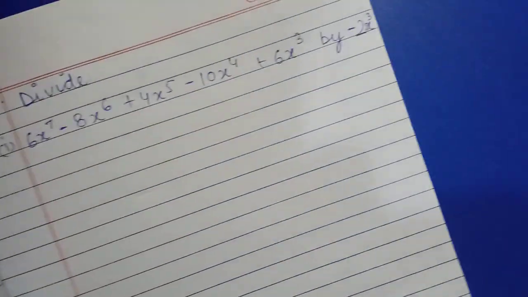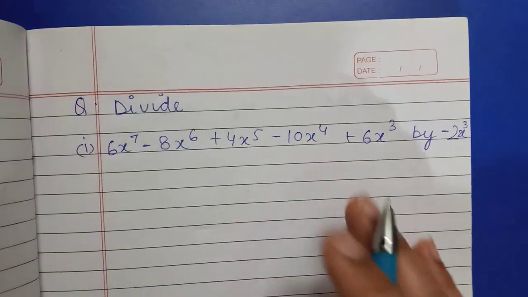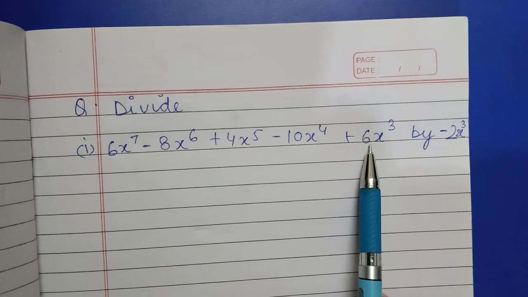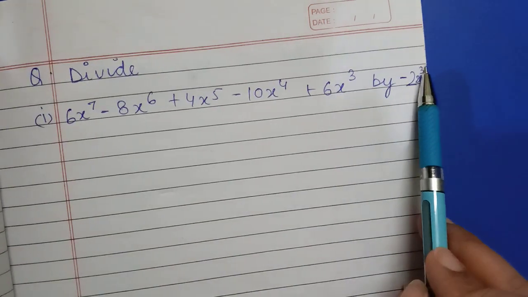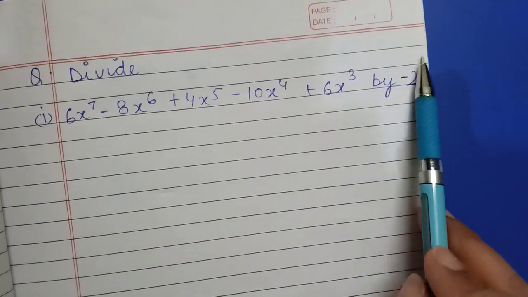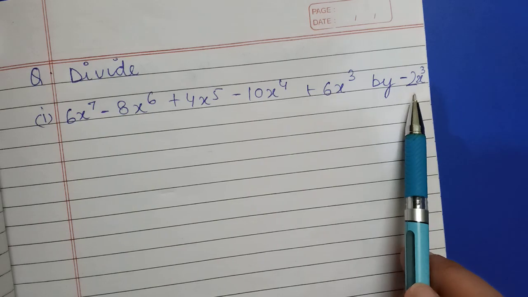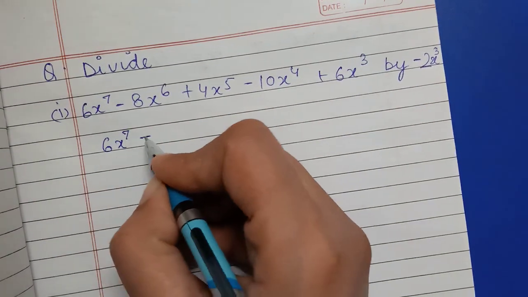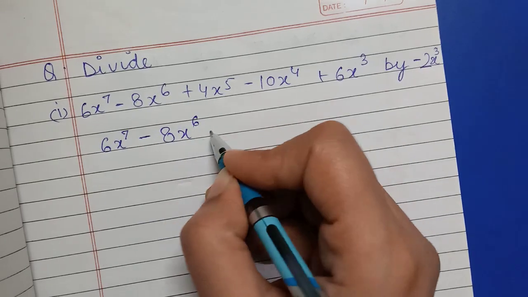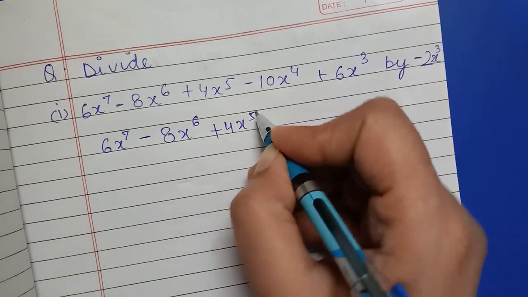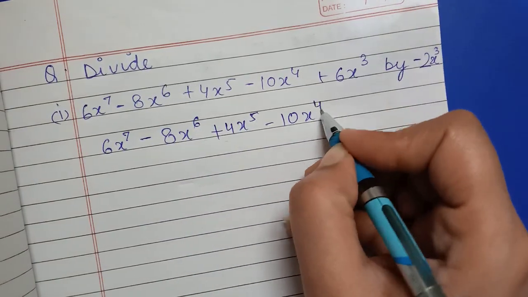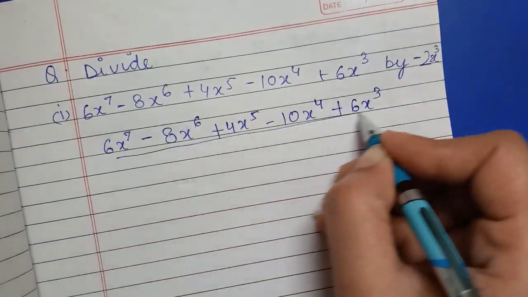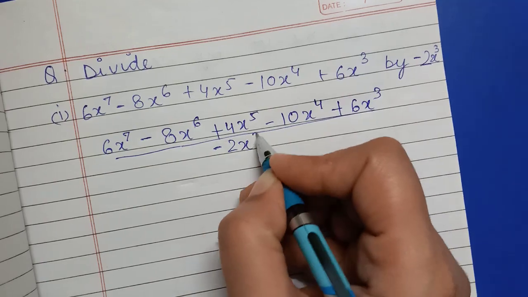Now the next one is divide. Now what we have to do? We have to divide this expression by minus 2x cube. We have to divide by a monomial term, a single term. So this is quite easy. We will write 6x to the power 7 minus 8x to the power 6 plus 4x to the power 5 minus 10x to the power 4 plus 6x cube upon minus 2x cube.